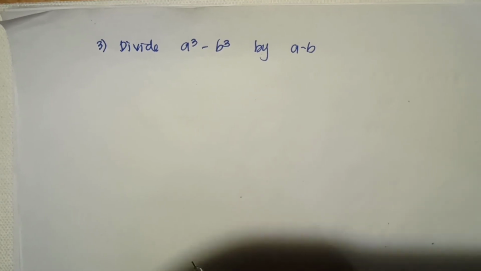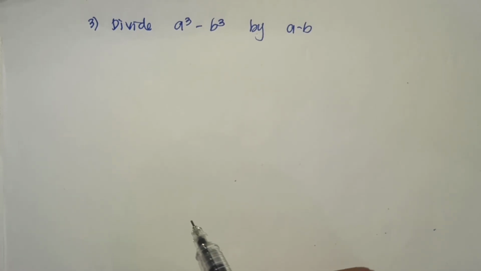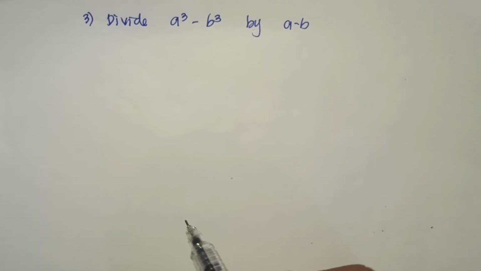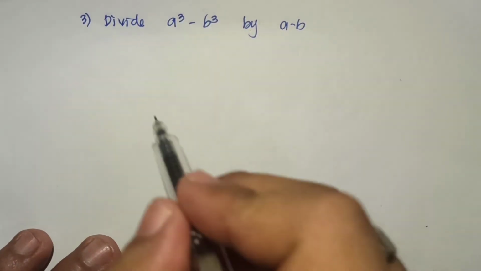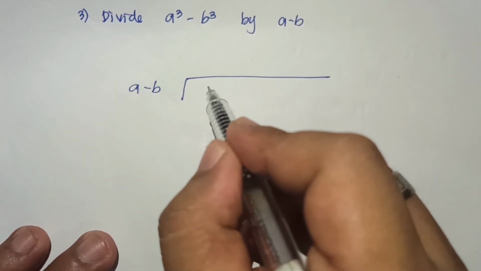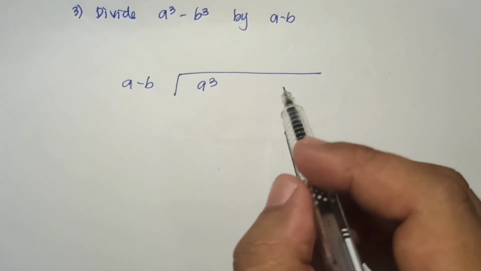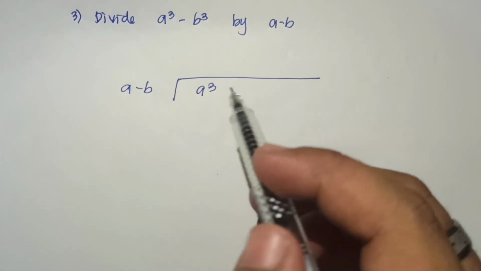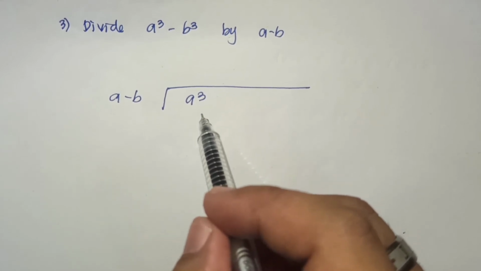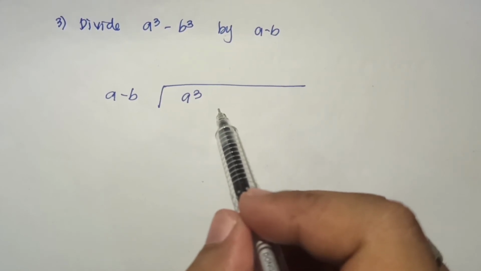Okay, so let's proceed with number 3. Let's go to number 3. So divide a cubed minus b cubed by a minus b. So in this case, we are going to write a minus b divided into a cubed minus b cubed. So first, since we can see that it has a and b, let's put first a cube here because we know already when we multiply here, it has a and b variables.